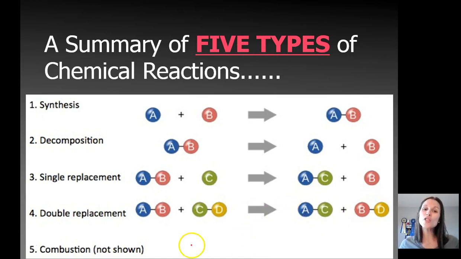Combustion, if there's oxygen as part of the reactant side and you end up with heat and light energy produced, as well as carbon dioxide and water, you have complete combustion. If you have the presence of carbon monoxide, CO, you have incomplete combustion.